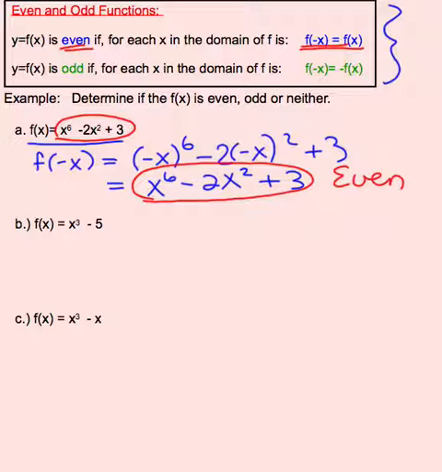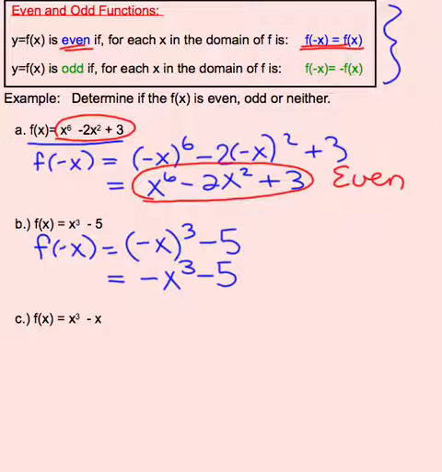All right, let's go down to example B. We're going to test for it again, so we'll plug in our negative into the function. So we simplify that, negative x times negative x times negative x is negative x cubed minus 5. Well, we didn't get our original function back, so let's take out a negative 1. We didn't get our original function back with a negative, so this would be considered a neither.